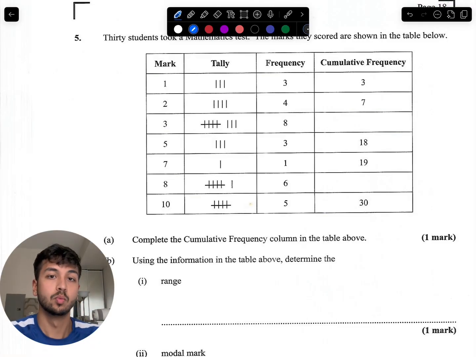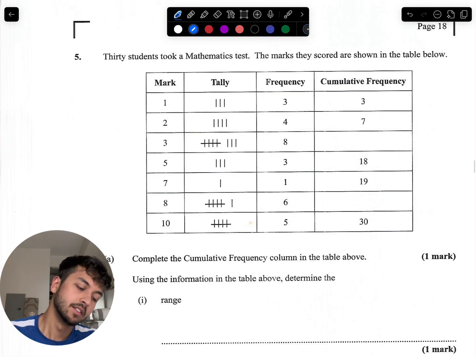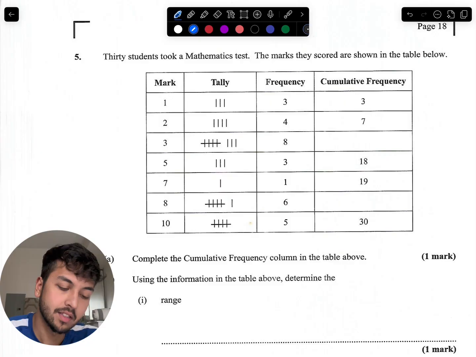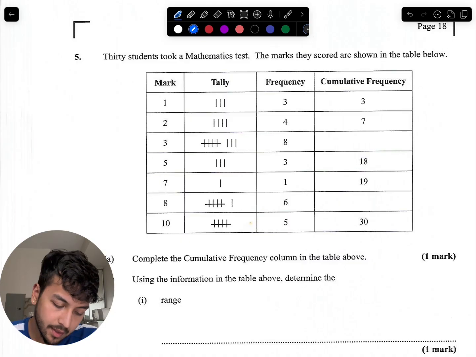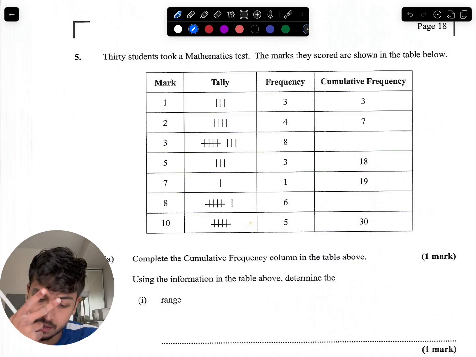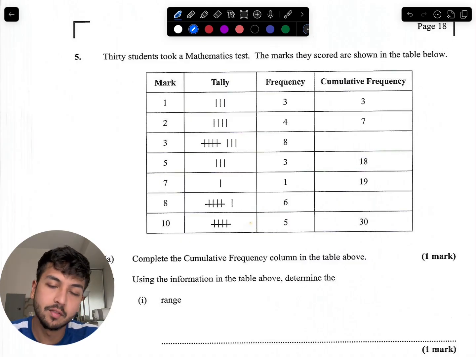Okay, so for number 5, 30 students took a maths test. The marks they scored are shown in the table below, right? So part A is saying complete the cumulative frequency column in the table above. So cumulative means just like the running total as you keep going.